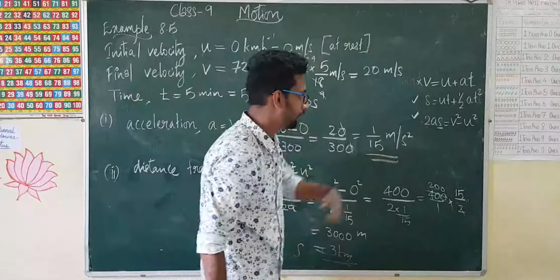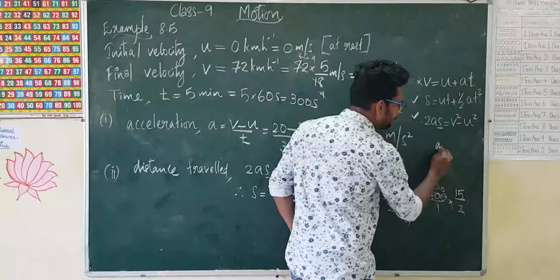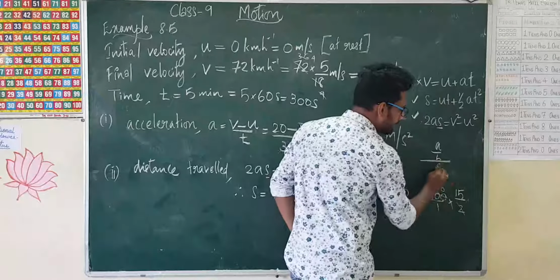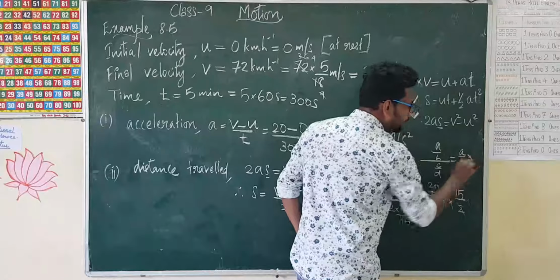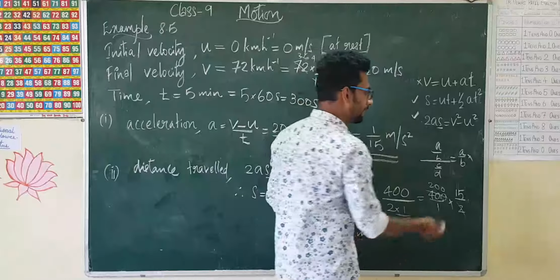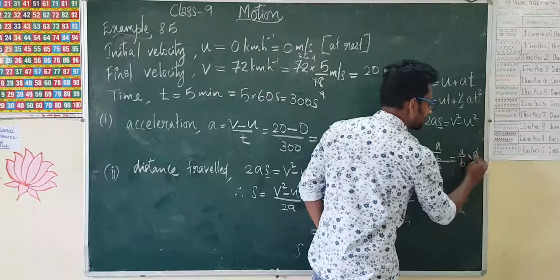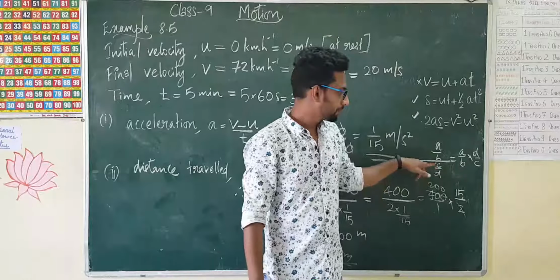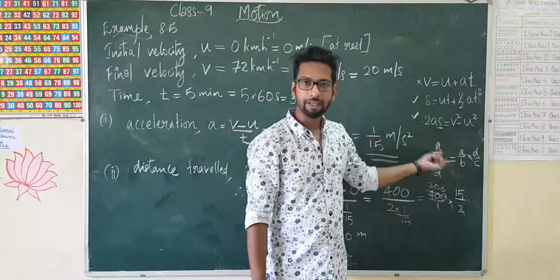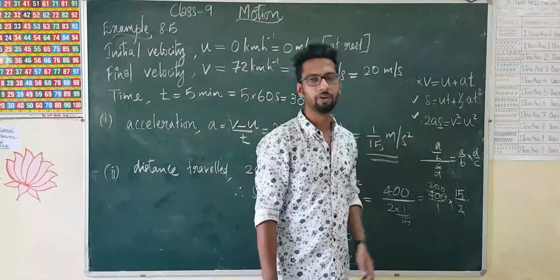If you get confusion over here, then I will explain. a by b divided by c by d is equal to a by b multiplied by the reciprocal of this one, d by c. Whenever you get these types of fractions, you have to multiply with the reciprocal of the denominator.